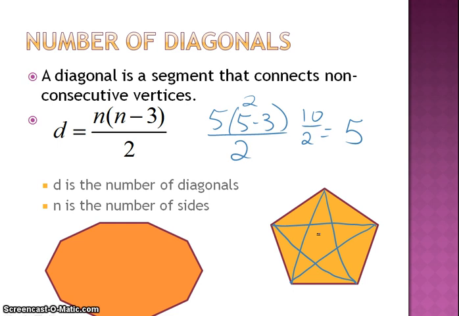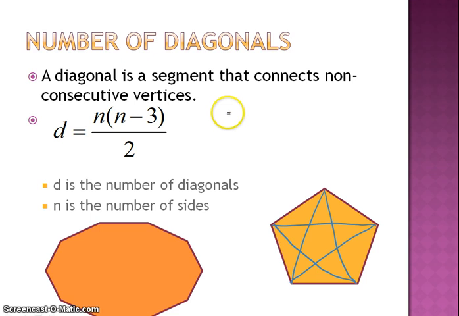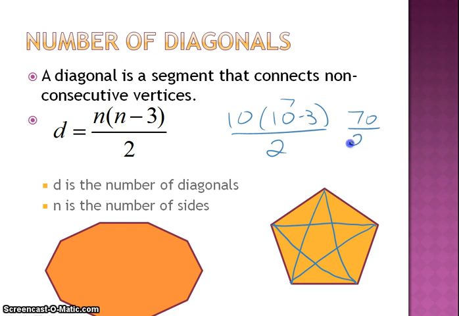But let's look at the other polygon, see what kind of polygon we have, and see how many diagonals we could draw with it, with our formula, and then by drawing it. So 1, 2, 3, 4, 5, 6, 7, 8, 9, 10 sides, making that a decagon. So let's look at our formula. So we have 10 times 10 minus 3 all over 2. 10 minus 3 is 7. So I have 70 divided by 2, which is 35.